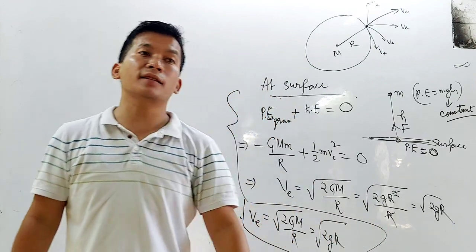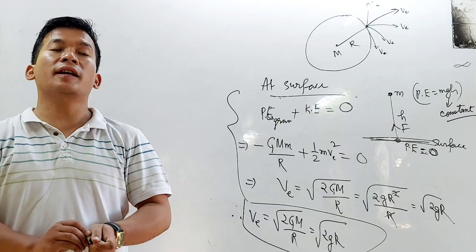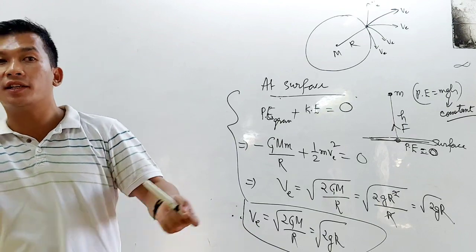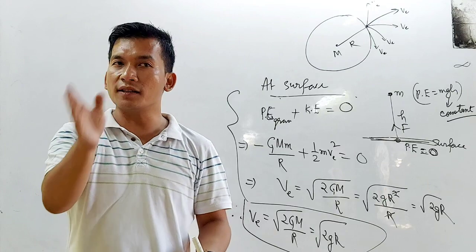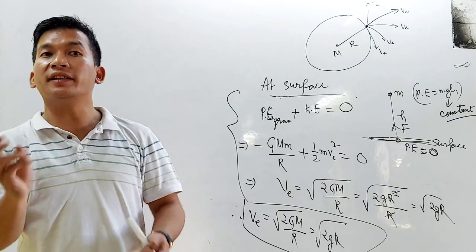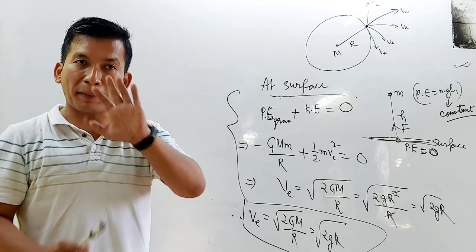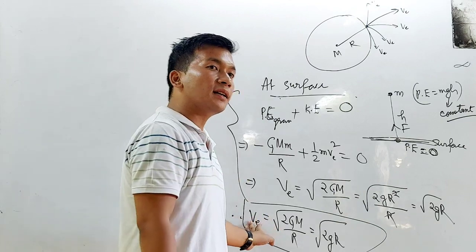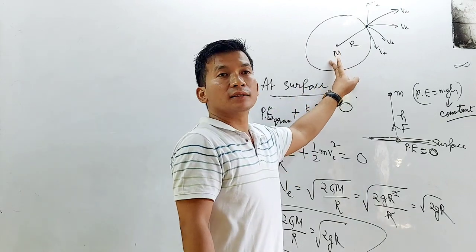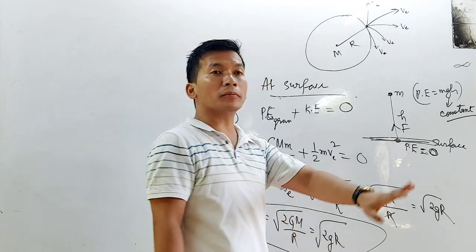Does escape velocity depend upon the mass of the object that is to be thrown? No, it doesn't depend upon the mass of the object that is to be thrown. It depends only on the mass of the planet, and on the acceleration due to gravity.